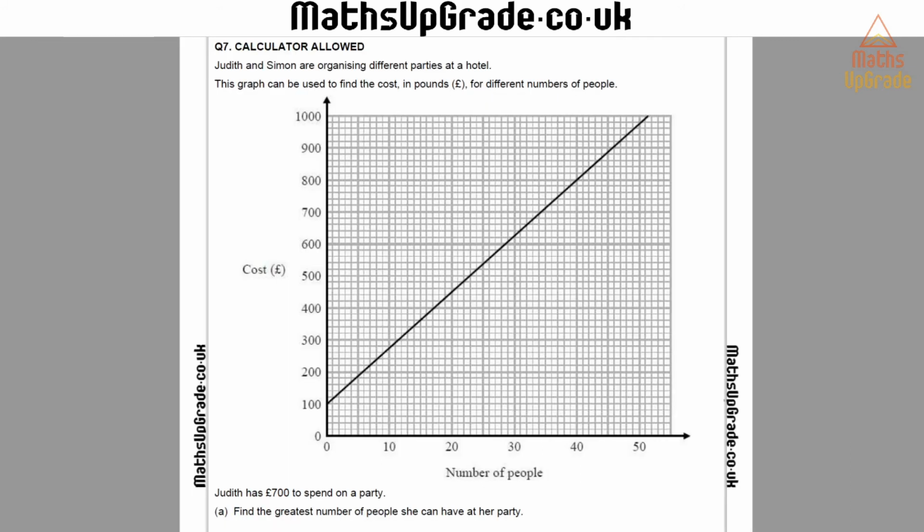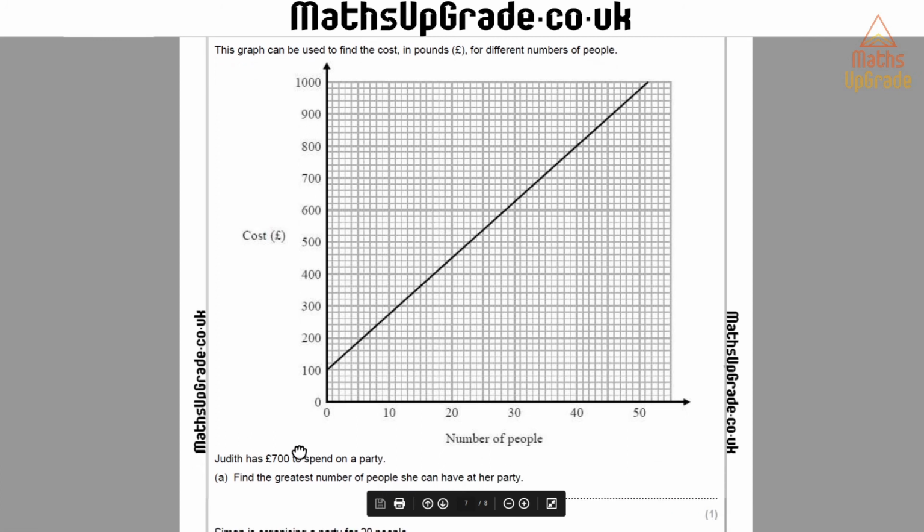Question 7. Judith and Simon are organising different parties at a hotel. The graph can be used to find the cost in pounds for different numbers of people. So here's the graph. Let's look at this axis. This is the cost, and this is the number of people. So you can see, as expected, the more people the party has, the more it costs to host the party. If you have no people, it will still cost £100 to host a party. Obviously, as the party increases in size, for 50 people, for example, it would cost nearly £1,000.